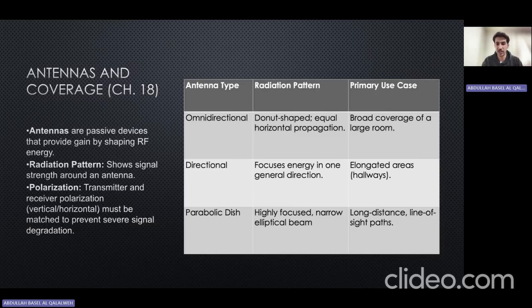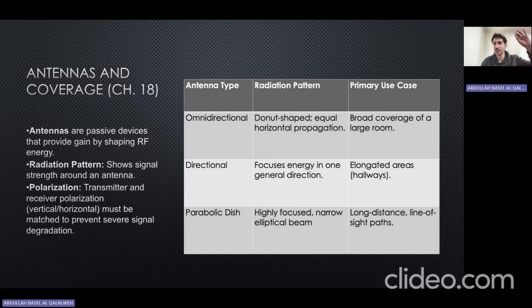Now we have the antennas and coverage. We have three types of antennas: the omnidirectional, the directional, and the parabolic dish. The omnidirectional is donut shaped. The directional is focusing energy in a general direction. It is like a beam, and the parabolic dish is a highly focused, narrow elliptical beam. The antennas are passive devices that provide gain by shaping RF. Then we have the radiation pattern, which shows the signal strength around the antenna, how the antenna shows the signal.